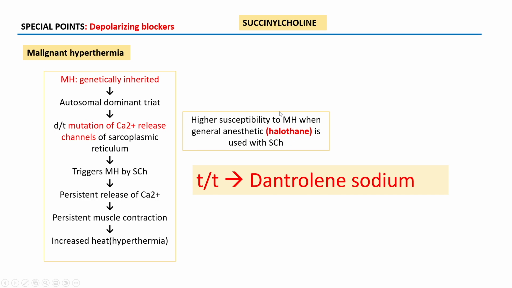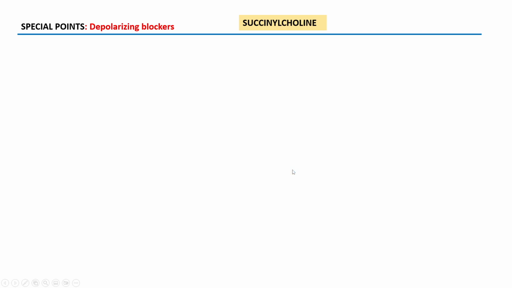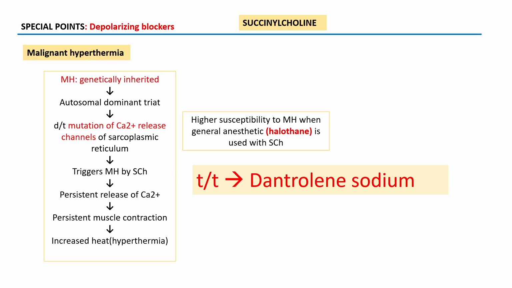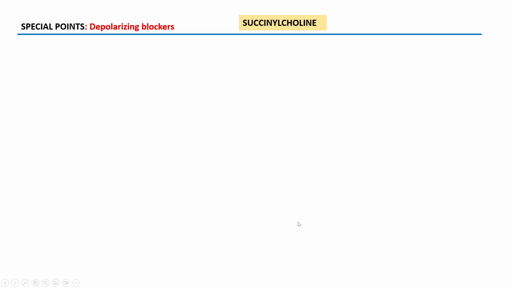So which will be the drug of choice for treating malignant hyperthermia? The drug of choice will be dantrolene sodium, again a skeletal muscle relaxant. Dantrolene is going to bind to the ryanodine receptors and it is going to decrease the calcium release.